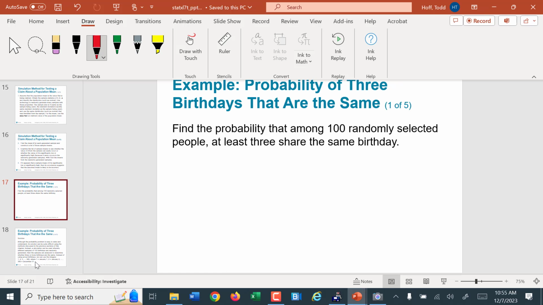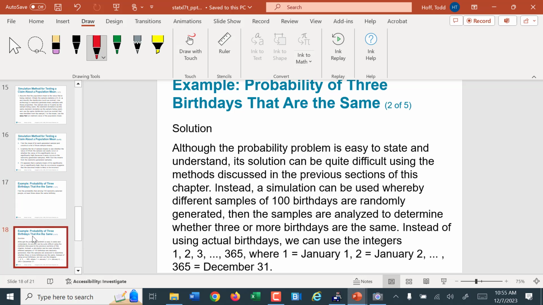Next, though, we want to look at, well, what is calculating a probability of an event occurring? And the event that we're going to look at here is, if we randomly select 100 people, what is the probability that at least 3 of them will have the same birthday? So to do this, we number our days of the year 1 through 365, assuming this is not a leap year.